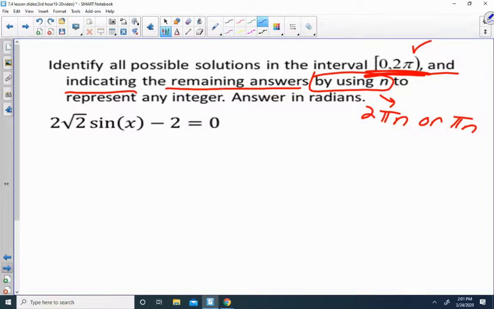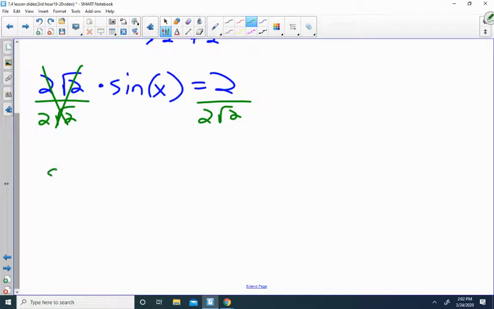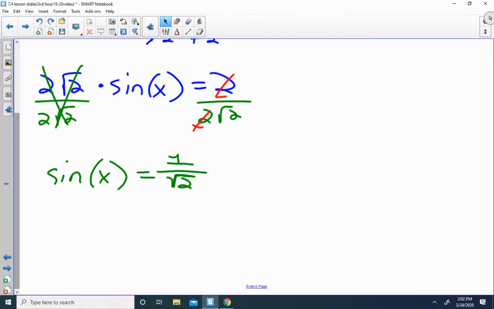Let's get the trig function by itself. Add 2 to both sides. So you'll get 2 root 2 times sine x that all equals 2. Then you'll divide by 2 root 2 on both sides. And that will give you sine of x equals, the 2's top and bottom, the 2's outside the root, those can simplify. And that will just give you 1 on top, 1 over root 2. So we just need to find out when sine is 1 over root 2. So let's go to the unit circle.